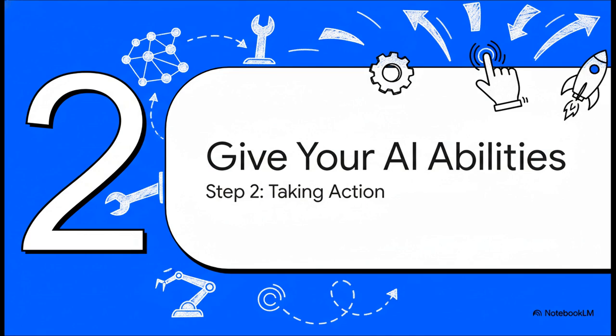Okay, so quick recap. Our AI is now knowledgeable. It can answer questions based on our private data. Awesome. But what if we want it to actually do stuff? Not just talk, but act. That brings us to the second super important piece of our toolkit, giving the AI abilities.